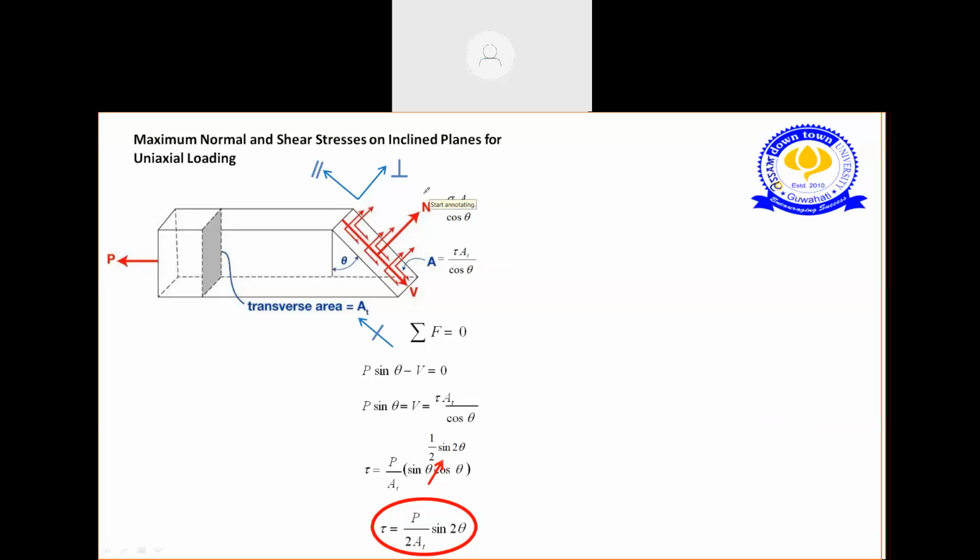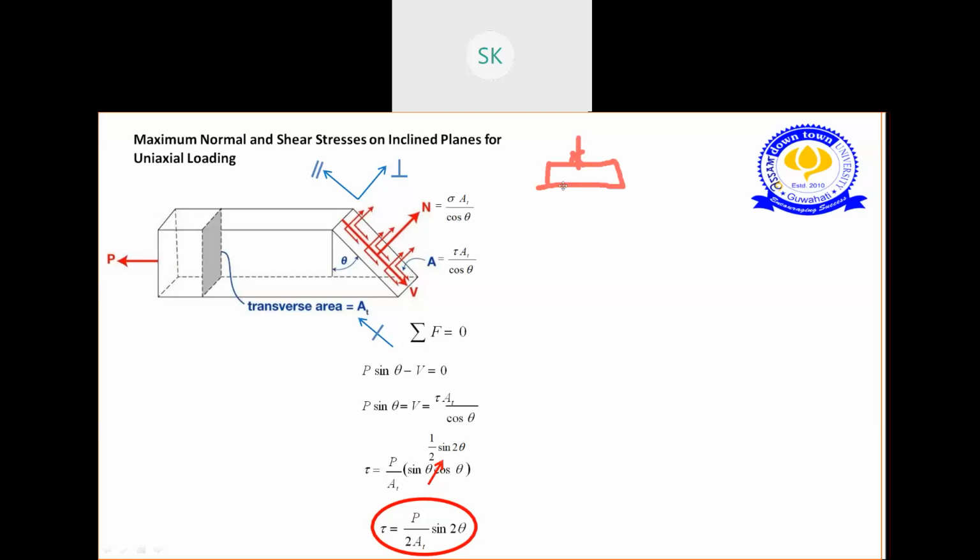So we have found the N and V values in terms of sigma and shear stress. Our normal force is sigma A0 by cos theta, and our shear force is tau A0 by cos theta. Here we have a horizontal force, where N is in the normal direction and V is in the shear direction. Now we have to equate.